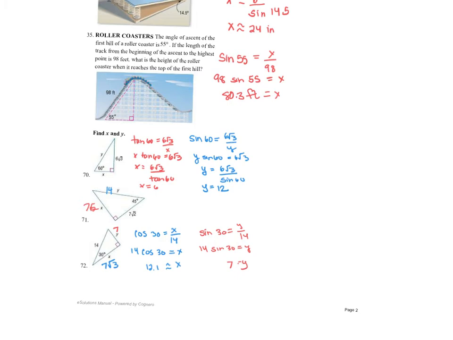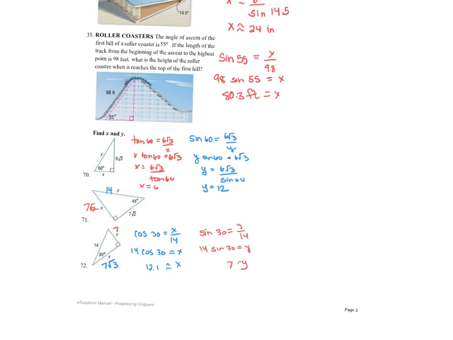So if we look at this first one here, number 70 is a 30, 60, 90. We are given that this here is 60 degrees. We are given the opposite side, and we're looking for both the adjacent and the hypotenuse. So I'm going to start with that we're given the opposite, and I'm going to look for the adjacent, which is the x here. And so that will be the tangent.